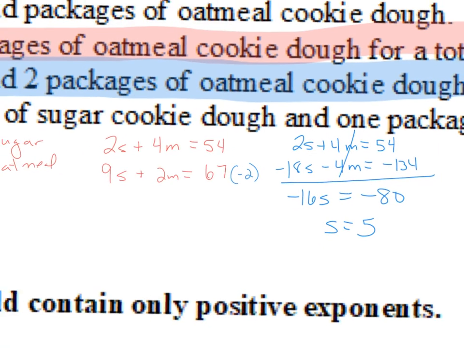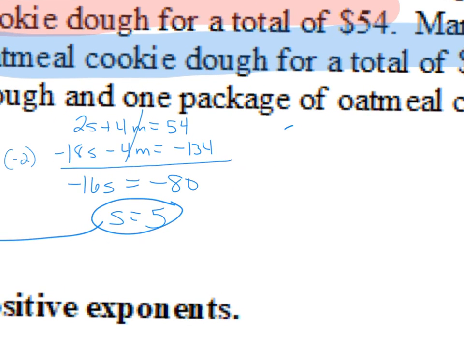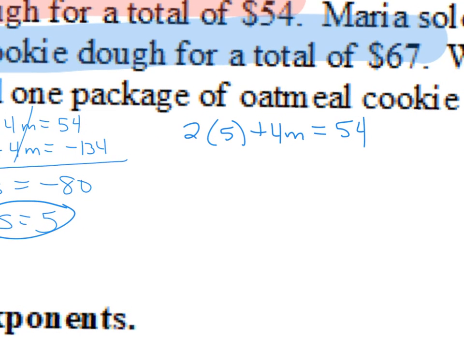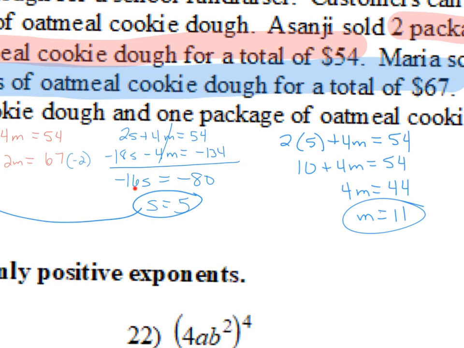So it's $5 for sugar. Okay, now I'm going to take this and plug it back in. I'm just going to do the top one. So 2 times 5 plus 4m equals 54. So 2 times 5 is 10 plus 4m equals 54. Subtract the 10 off and get 44, and then divide and get 11. All right, so sugar cookies are $5, and then the oatmeal cookies would be $11.